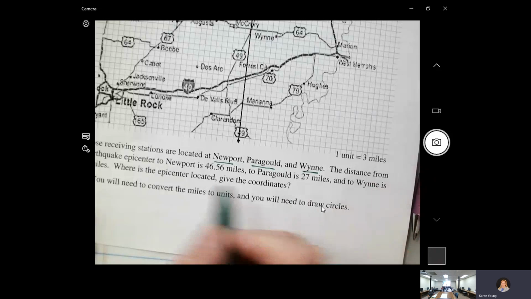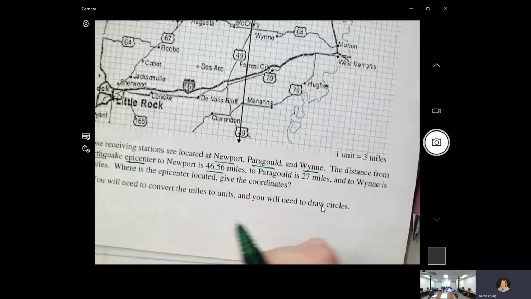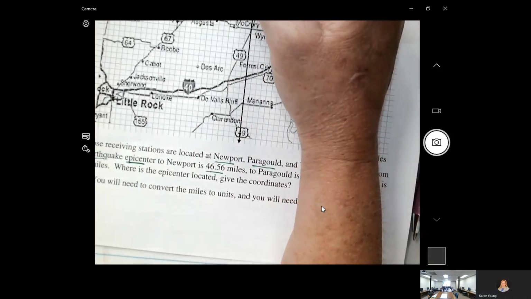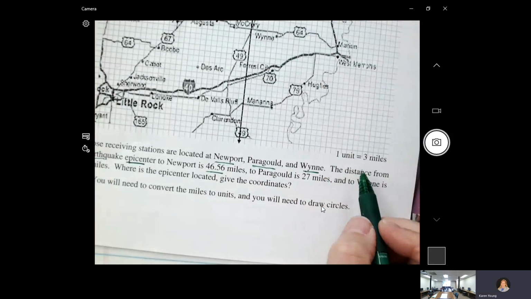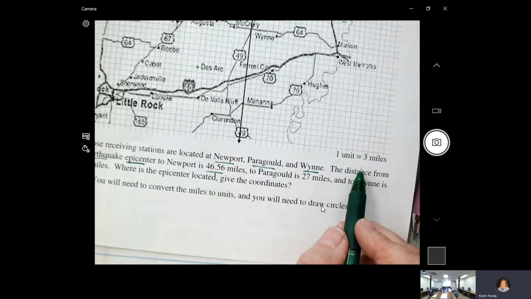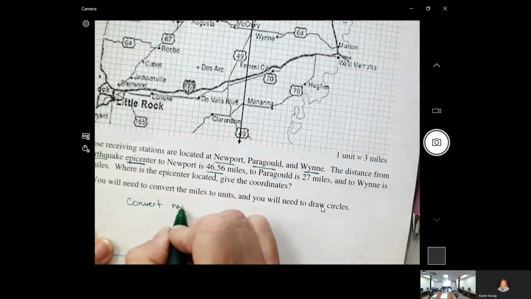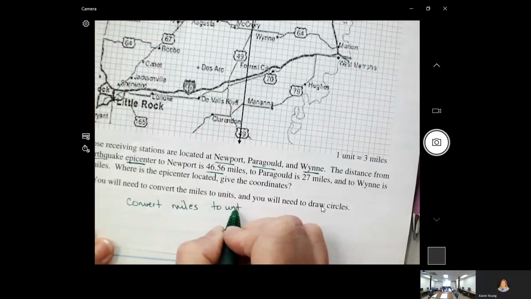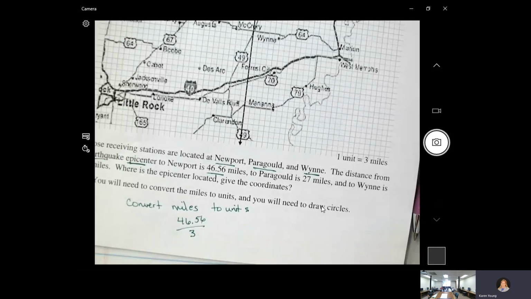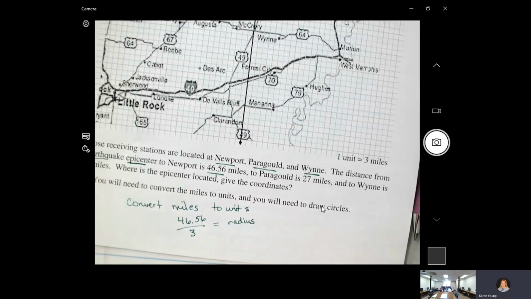The distance from the earthquake epicenter, which is the center of the earthquake, to Newport is 46.5 miles, so we're going to go up here to Newport. So from wherever the earthquake is to Newport is 46.5 miles. So you're going to have to convert your miles to units to get the radius of your circle, because you're going to have circles. That's just taking your miles and dividing them by the number of miles per unit. So you're dividing them by 3. And this will give you the radius of your circle.